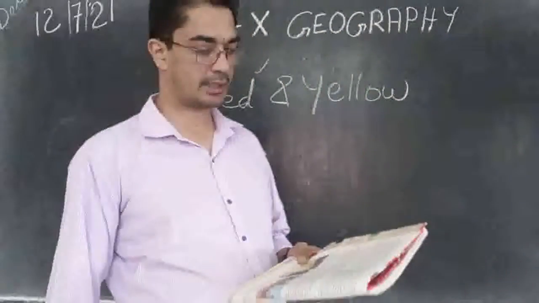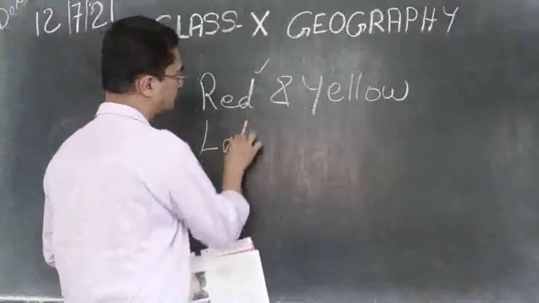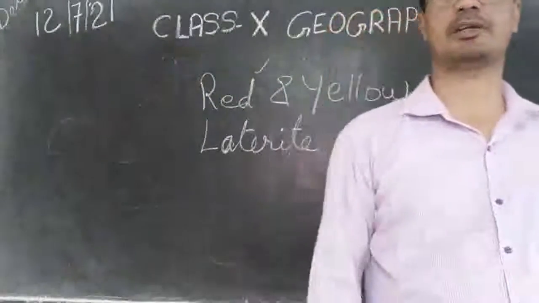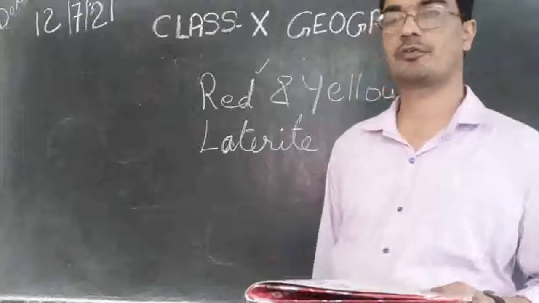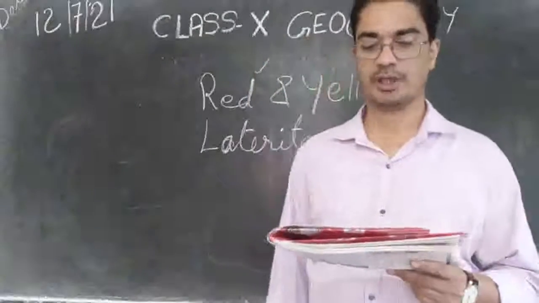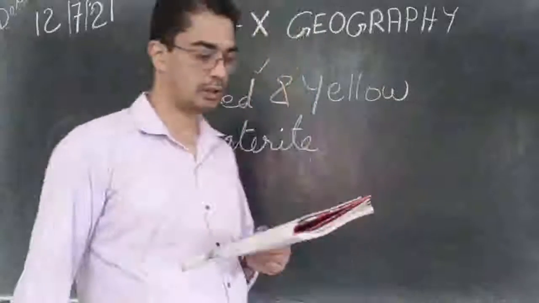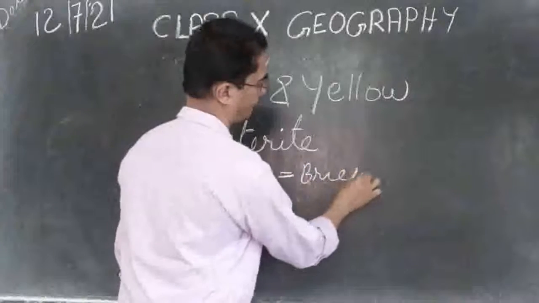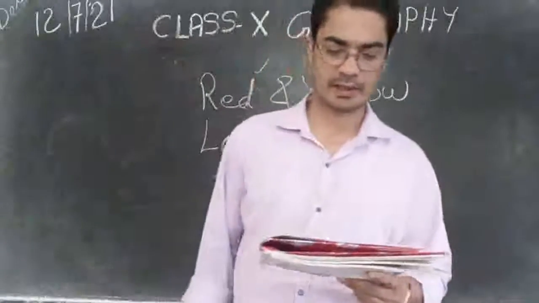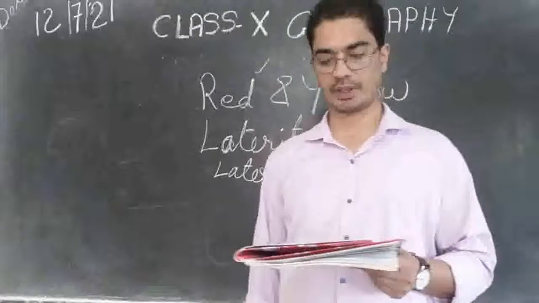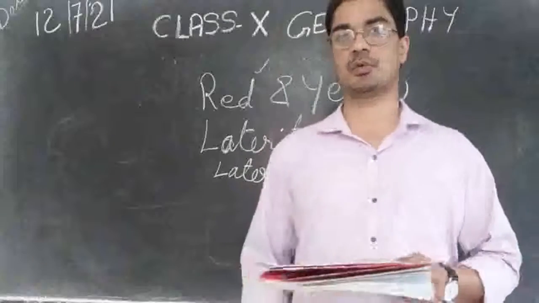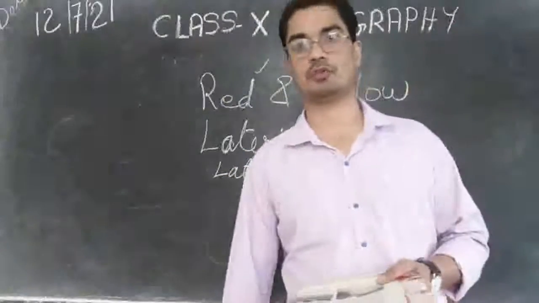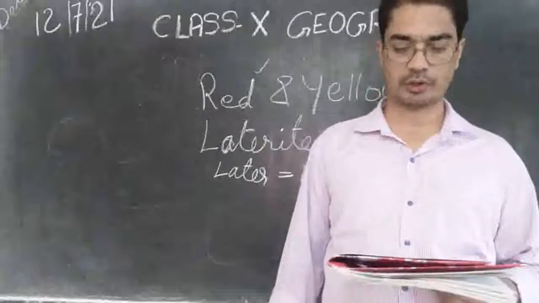Now let's see another type of soil, that is laterite soil. Let's see what laterite soil is. The word laterite has been derived from the Latin word later, which means brick. Laterite soil develops in areas with high temperature and heavy rainfall. So the places where there is very high temperature and heavy rainfall, we will find laterite soil. The requirement for the formation of laterite soil is high temperature and heavy rainfall.